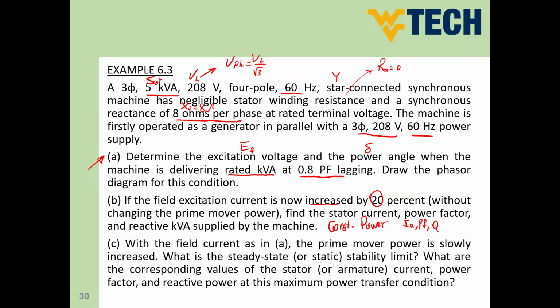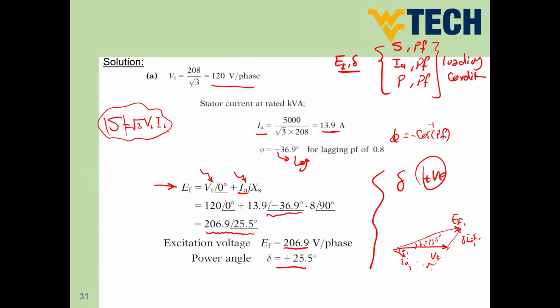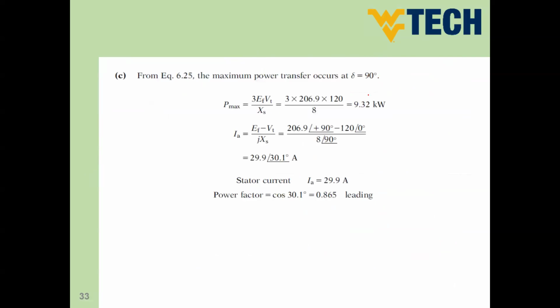Okay. So simply, let's see now at delta equals 90 degrees, what would be the value of current, power factor, and the reactive power that we can provide. Starting again, at the maximum power condition at delta equals 90 degrees, P maximum equals 3 EF phase, V terminal phase divided by XS. So 3 times 206.9 times 120 divided by 8. This is the maximum power that we can take from this machine at this excitation condition. This doesn't mean this is the global maximum power that we can get. No, this is the maximum power that we can get at this excitation value.